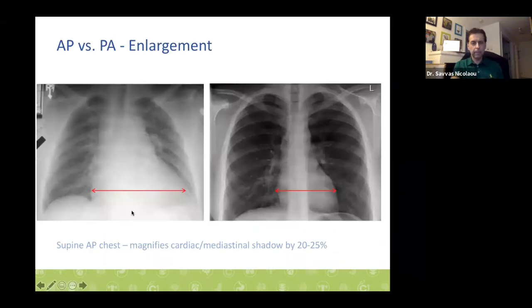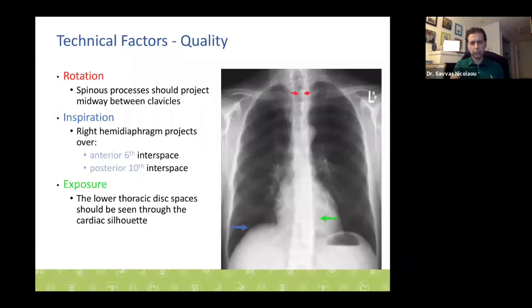So let's look at this. Supine AP chest magnifies the pericardial silhouette, incorrectly signifying cardiomegaly, on a proper PA projection, normal size. Remembering, any radiograph that's obtained in the ICU, CCU, emergency department, on the wards is done with an AP projection. So they all have this 20 to 25% magnification effect of the mediastinum and the cardiac thoracic structures.